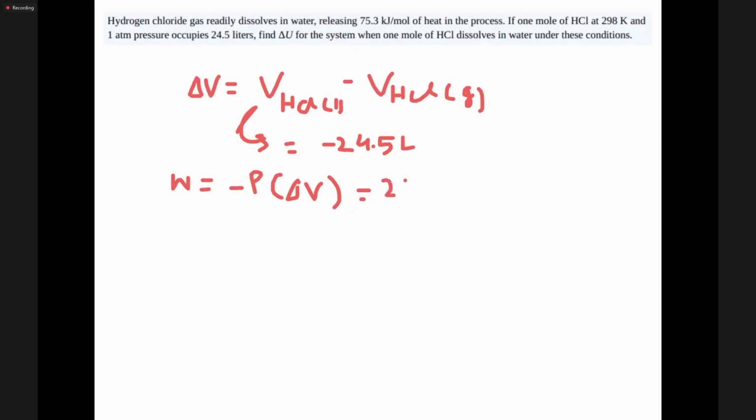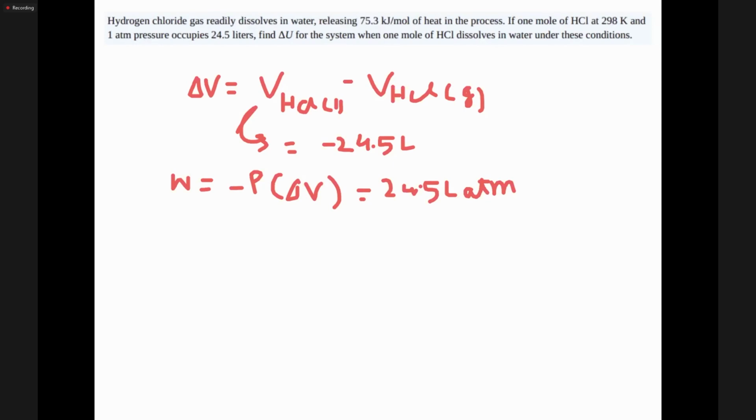So we ultimately have the work done as 24.5 liter atmosphere. The work is positive here because it is being done on the system, because the volume is decreasing, as a huge amount of HCl gas is getting dissolved to form HCl liquid. That's the dissolution of the gas into a much smaller volume of the solution.